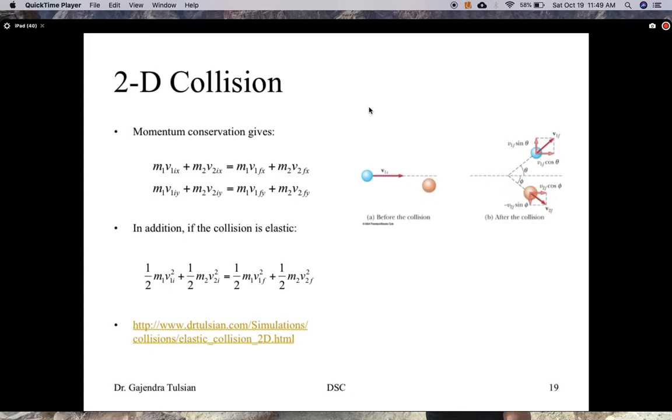This is the x component of the momentum. Initial x should equal final x, and initial y should equal final y. And that's what these two equations are. In addition, if kinetic energy is conserved, then this should be true as well. And so now you have three equations at your disposal, and you can solve problems with three unknowns.